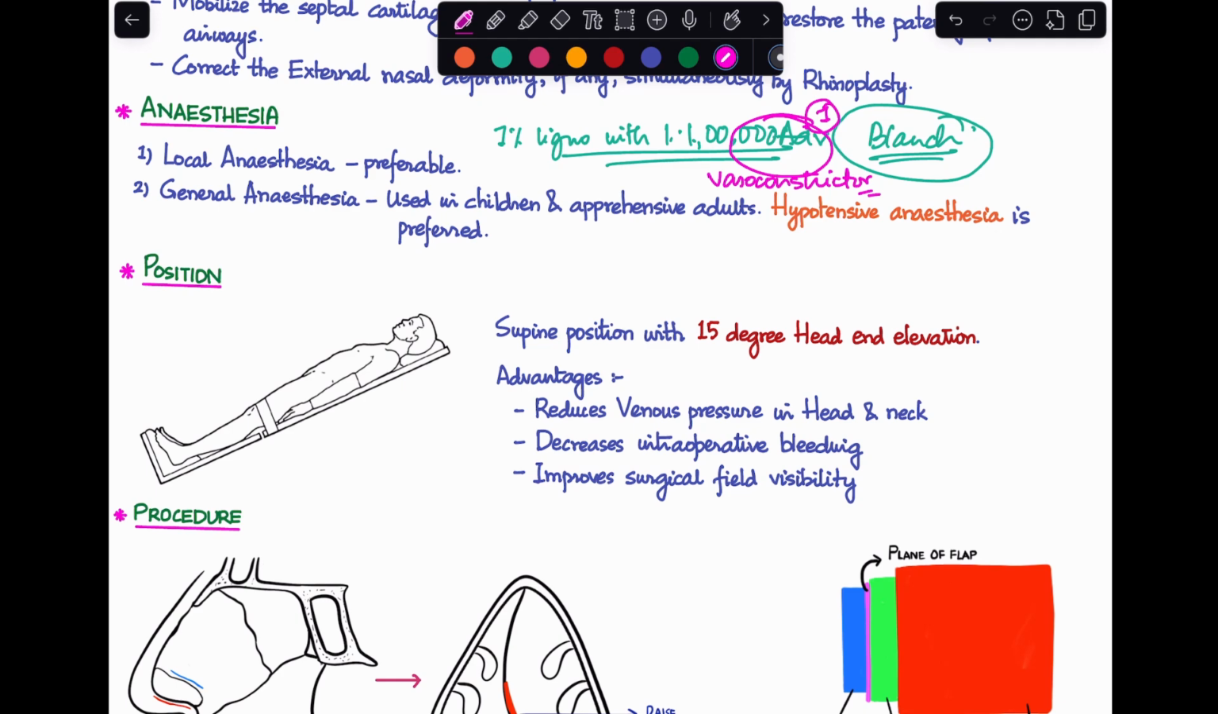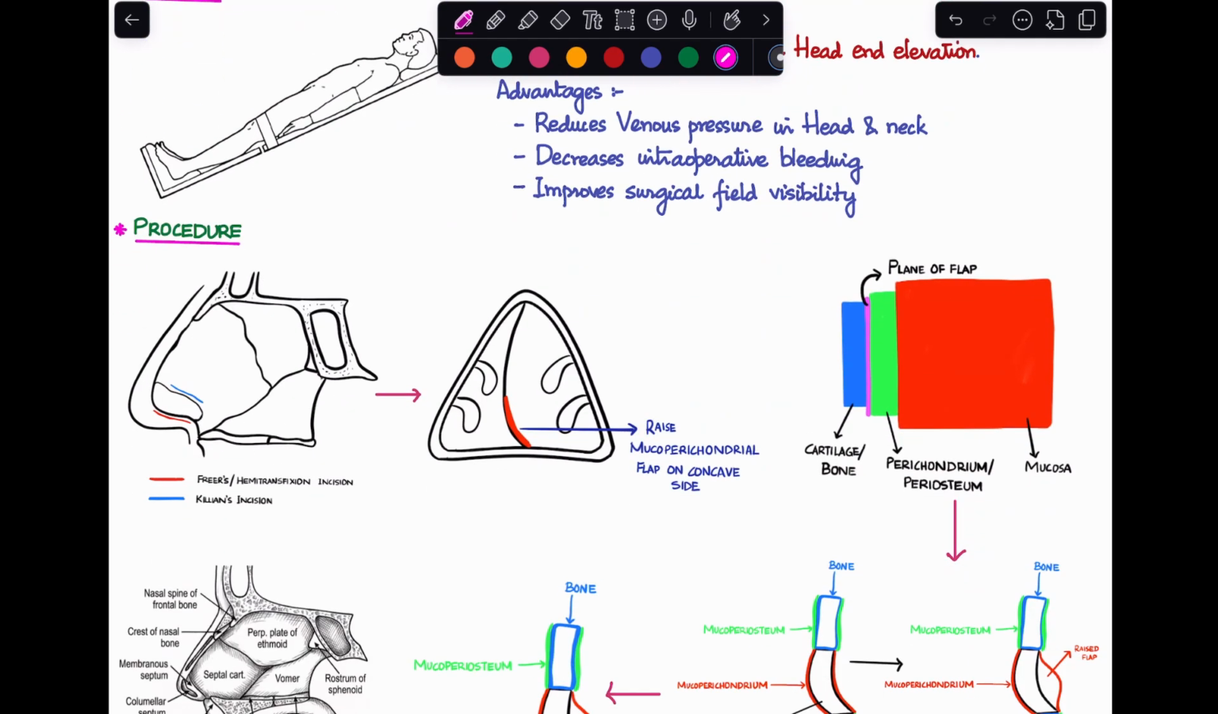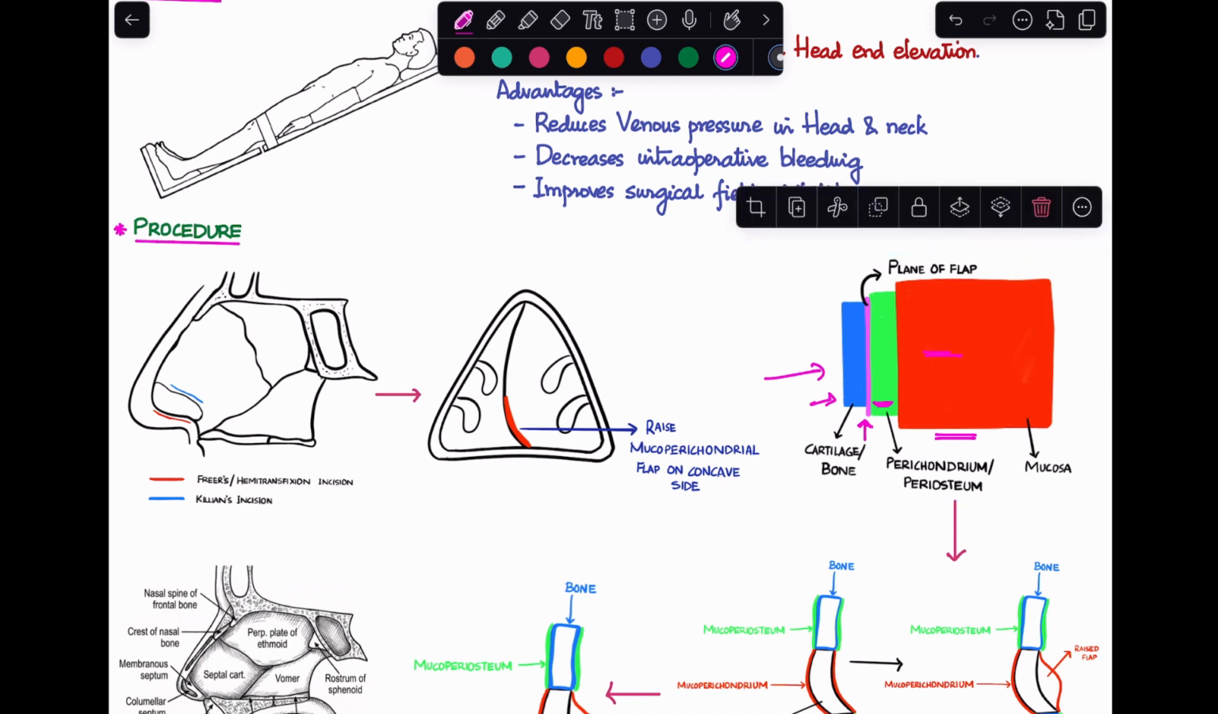Second is when you're doing this local infiltration, if we look at the image over here, let's try to understand the planes. So first we have the mucosa, which is this red colored structure that we are seeing. Then the green one is the perichondrium or the periosteum. And the cartilage or bone is the blue colored thing. So the area where we are trying to infiltrate is this plane, this pink colored part over here, which is the plane between the perichondrium or the periosteum and the cartilage or bone. So this is the plane where we are trying to infiltrate.